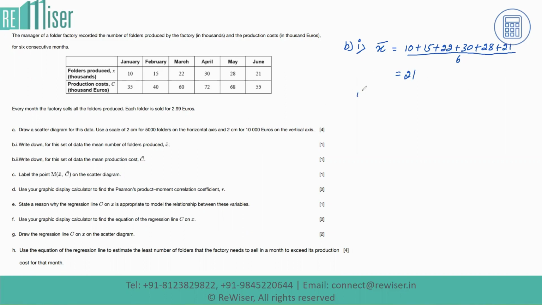Now for B part 2, for the set of data, the mean cost is c̄. So c̄ is basically the mean of these cost values. c̄ equals 35 plus 40 plus 60 plus 72 plus 68 plus 55, and the entire thing divided by 6. When I do this, I get the answer as 55.